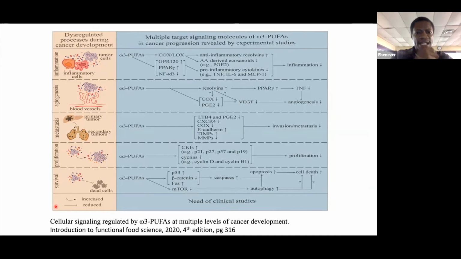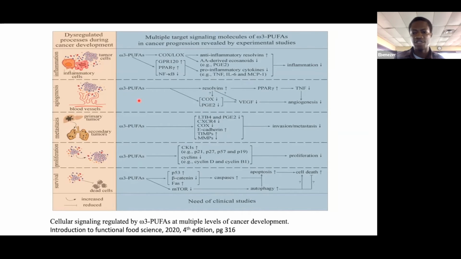So I have here a summarized chart, which I found in the Introduction to Functional Foods book on page 316, that gives a general overview of the major pathways that omega-3 polyunsaturated fatty acid is able to affect. The first one is inflammation, how it affects the expression of cyclooxygenase and lipoxygenases through the upregulation of GPR120 that I mentioned earlier, PPAR, and the downregulation of NF-kB, thereby decreasing the incidence of inflammation.